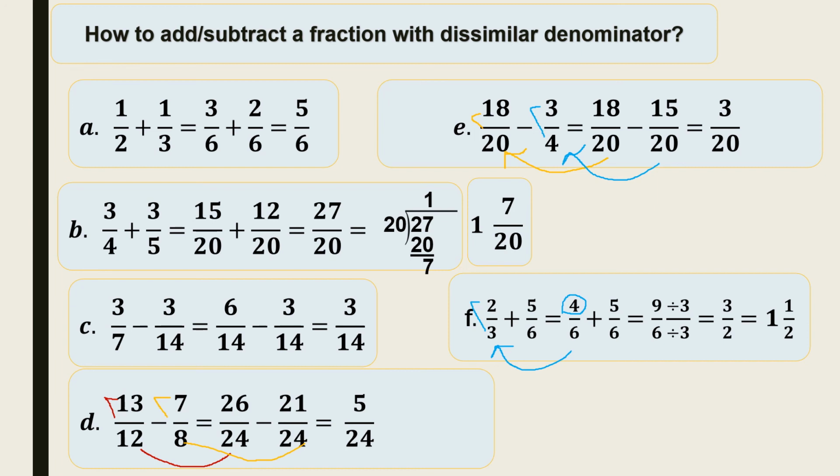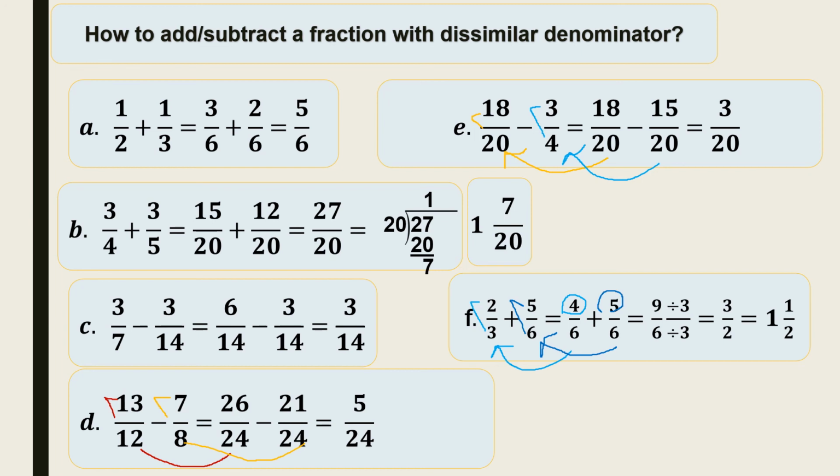And then after that, we divide 6 by 6, and the answer is 1. You multiply it by 5, and then the answer is 5 also. So we may add because we have the same denominator. So 4 plus 5 equals 9, and just copy the 6.